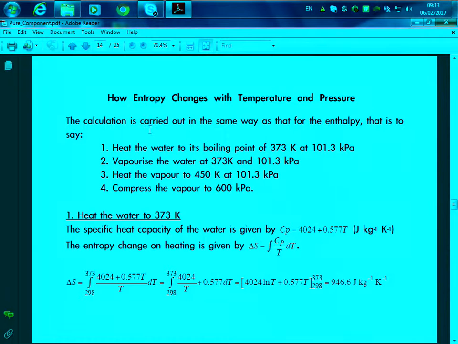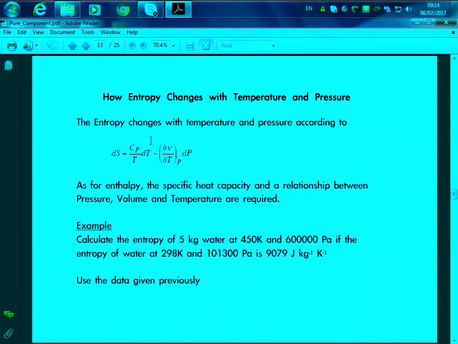So we will have to heat the water up to its boiling point, 373 Kelvin, 100 degrees centigrade, at atmospheric pressure. Vaporize the water at this temperature and pressure. This is the sensible heat of vaporization. Heat the vapor to a superheated vapor, which is further increasing the temperature to 450. And finally compress the vapor at 600 kilopascal. So it will be the same way that we went through the chart. However, in here, the thing that changes is the general equation, where we have temperature dividing the factor.